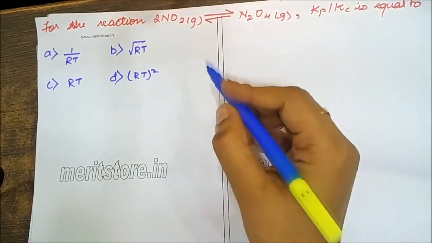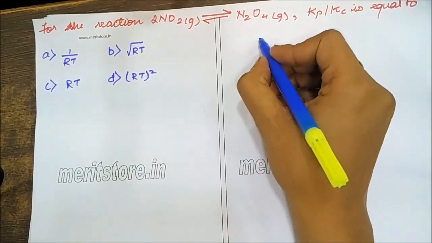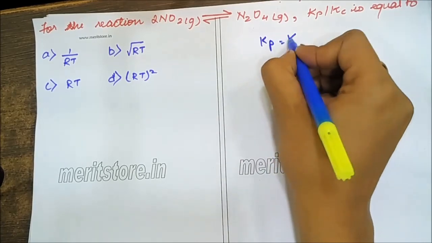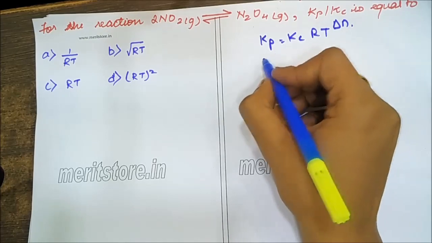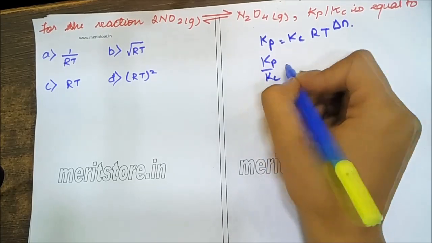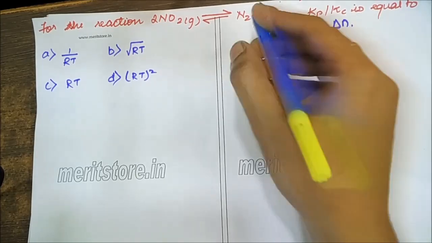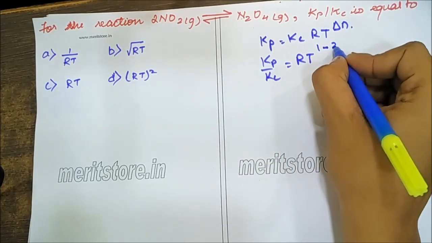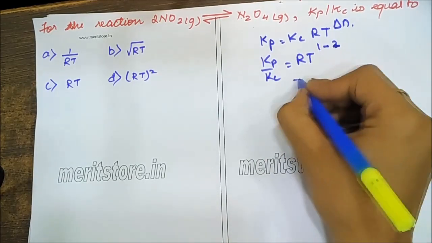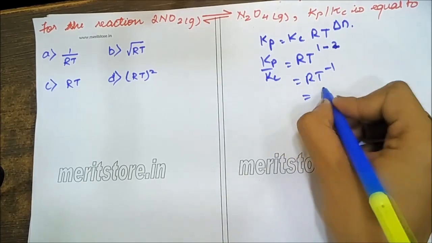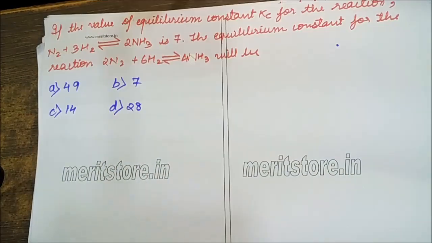Okay, now see, this question says for this reaction you have to find out Kp upon Kc. Now we wrote the relation between Kp and Kc, that Kp is equal to Kc into RT raised to delta N, right? And we are being asked Kp upon Kc. So that's RT raised to delta N, and what is delta N? Delta N is 1 minus 2, which will be giving me minus 1. So this is RT raised to minus 1, or I can say it is 1 upon RT. So my correct answer is A.